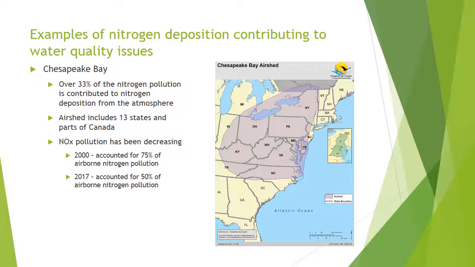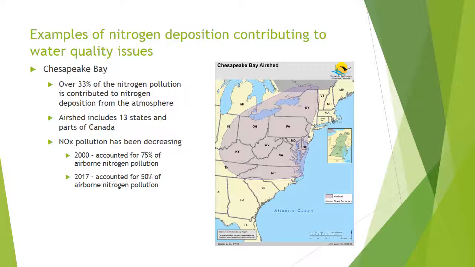Chesapeake Bay, where over 33% of the nitrogen pollution is contributed by nitrogen deposition from the atmosphere. The Chesapeake Bay has an airshed approximately 570 square miles, which is nine times the size of its watershed and extends from Indiana all the way through the Atlantic Ocean.